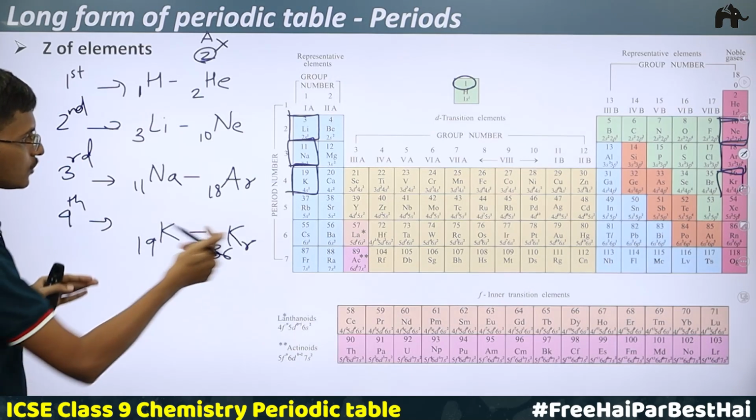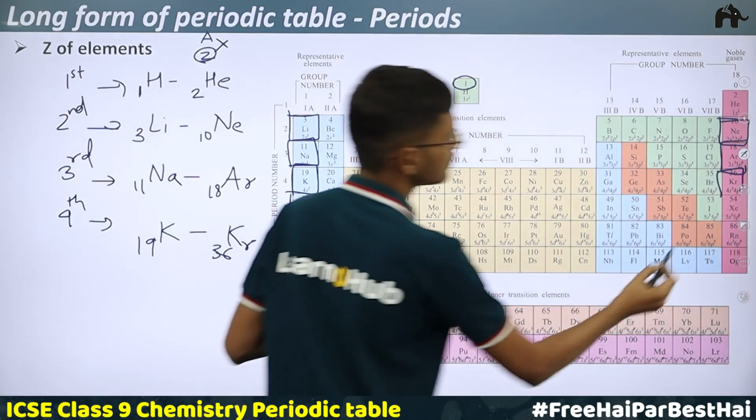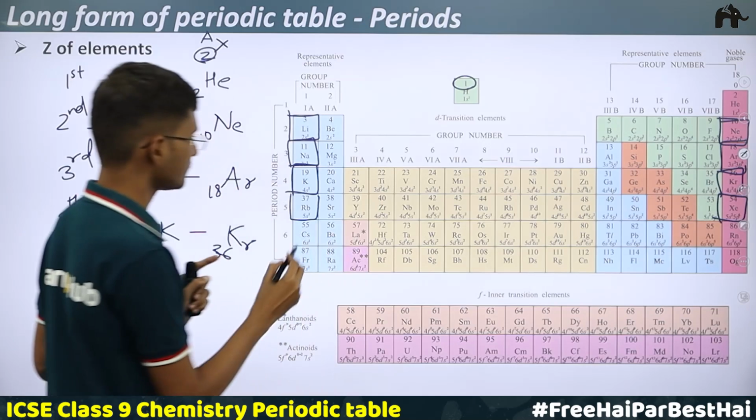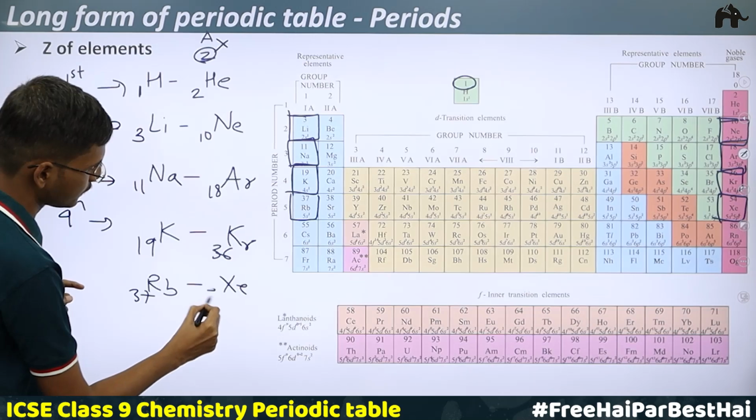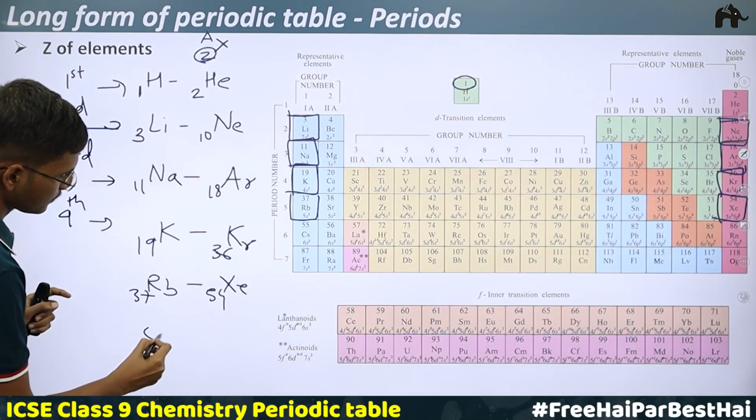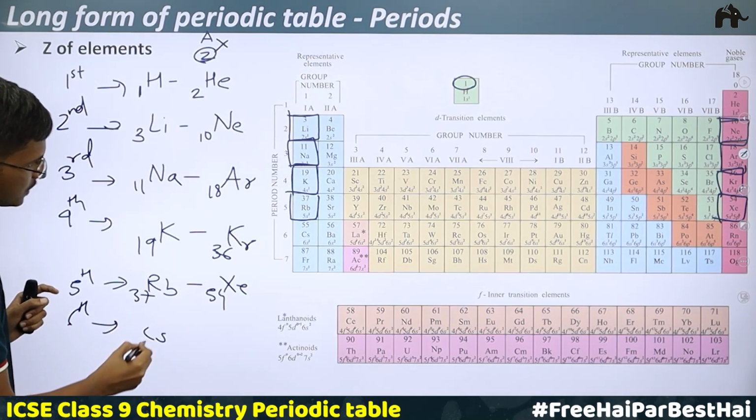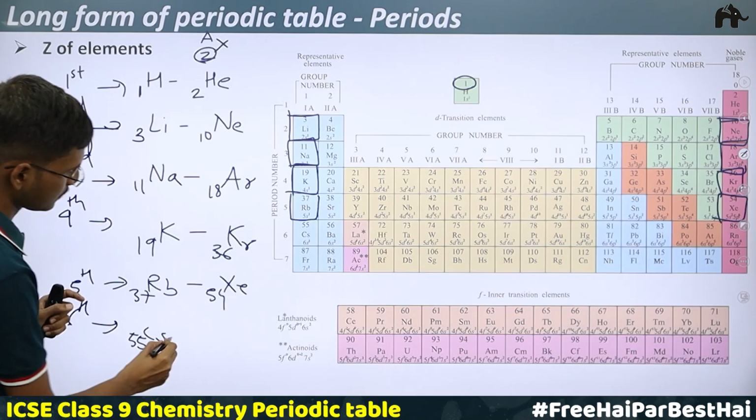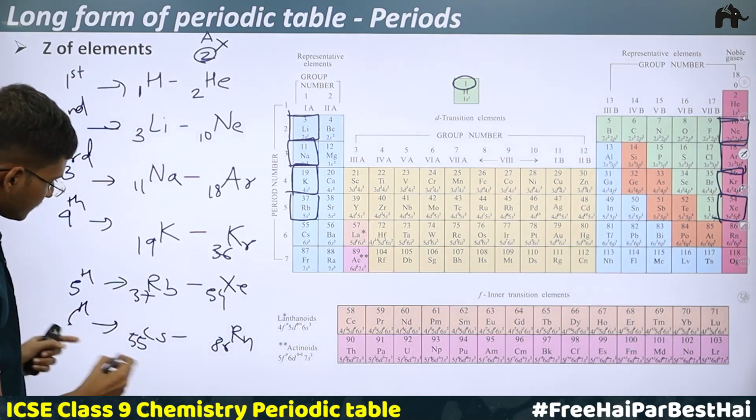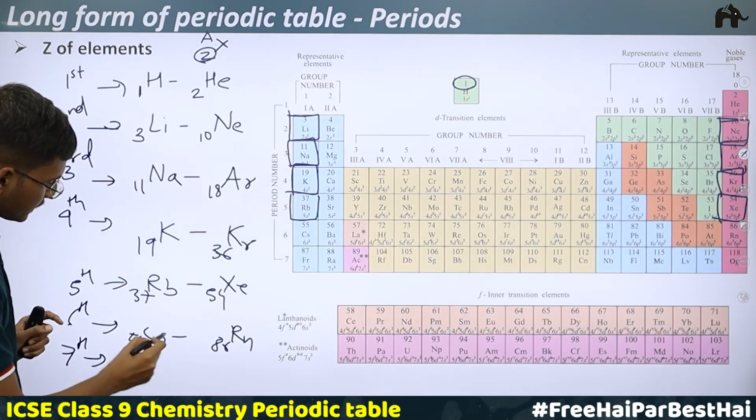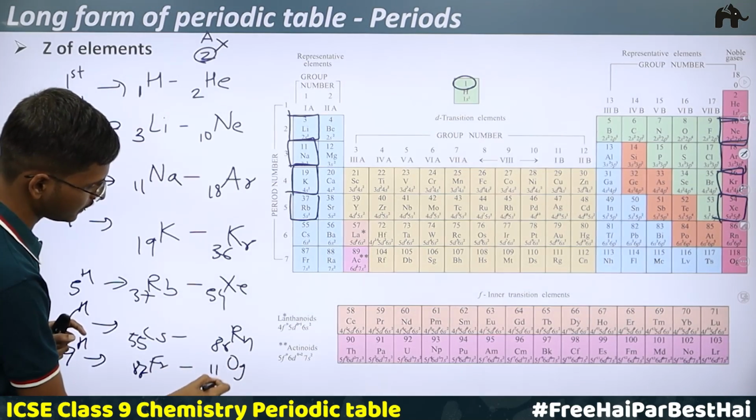Fine, and so on. So the next one is rubidium 37 to xenon 54. I'm just writing here rubidium 37, xenon 54, and cesium. This is the fifth period. Sixth is from cesium 55 to radon 86. And the last one is the seventh period. It starts from francium 87 to oganesson 118.